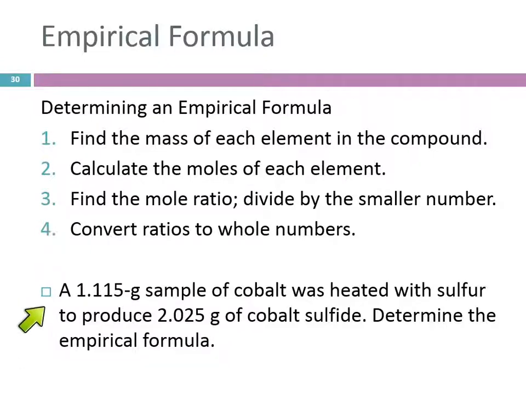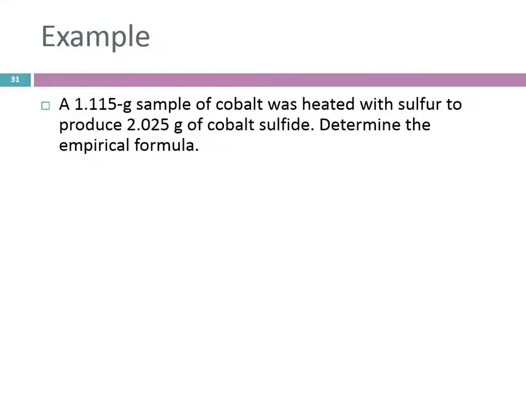So here's our example. A 1.115 gram sample of cobalt was heated with sulfur to produce 2.025 grams of cobalt sulfide. Determine the empirical formula. I'm hoping that that problem is on the next slide. Yes, good.